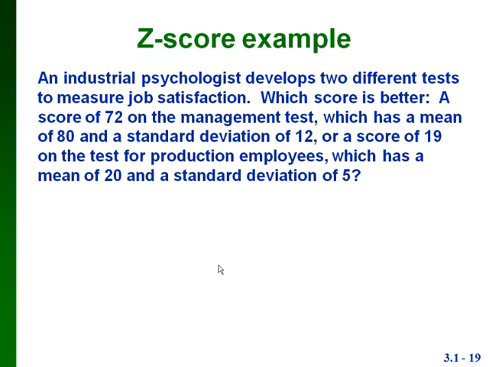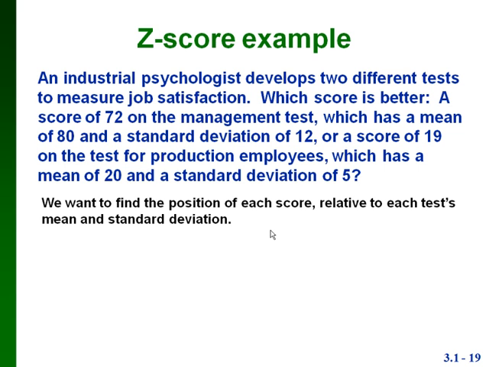Here's an example. In this case, we have 2 different scores on 2 different tests, and we want to compare them. Since they come from 2 different tests, each one has a different mean and a different standard deviation, so it's hard to tell just by looking at them which one would be a better test score, relatively. So what we'll do is find the Z-score for each test.